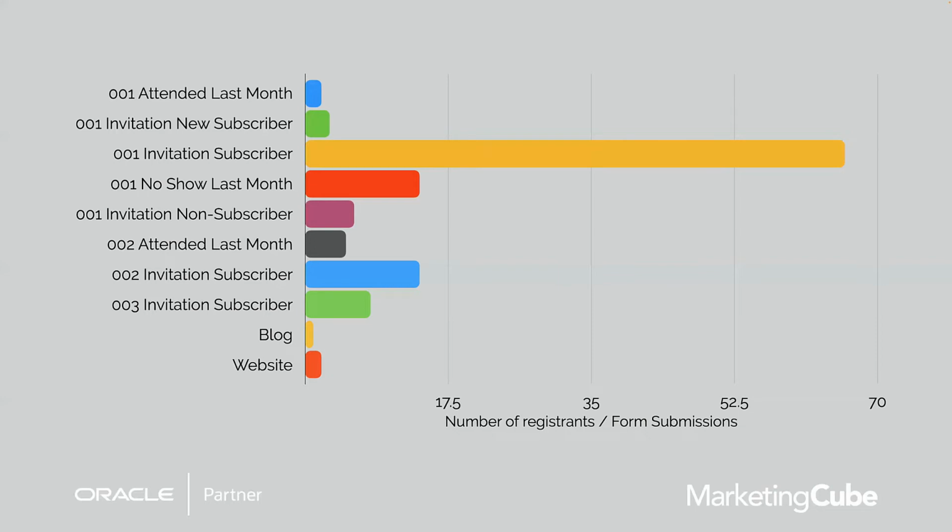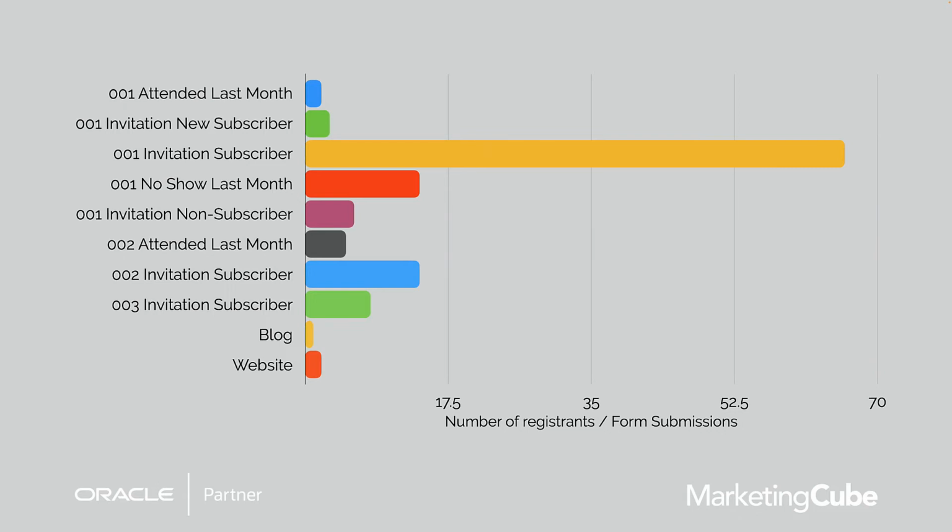Then now we start to get to the 002 email. So what that means is this is, again, the people that attended last month, but it took the second email to register for this month to get them to actually fill in the form and register. Then the second invitation to subscribers. So again, this one's just the standard subscriber email that goes out. And it took the second email, so not the first one, but the second email, to get those people over the line.